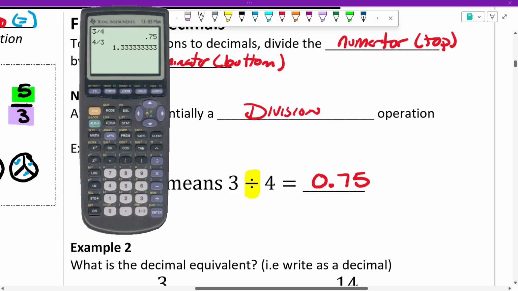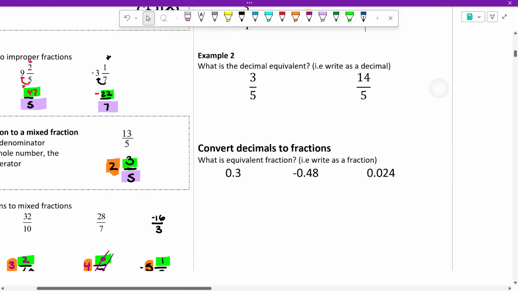It should trigger that something is wrong because this number is bigger than 1. Oh, I got a number bigger than 1, but I had a proper fraction. The number should be a pure decimal. So be careful that you put things in the right way. Fraction, top divided by bottom. That's it. So let's practice this.